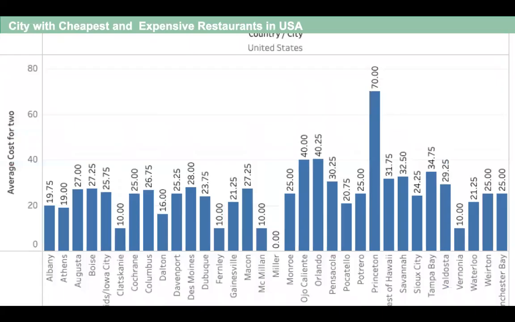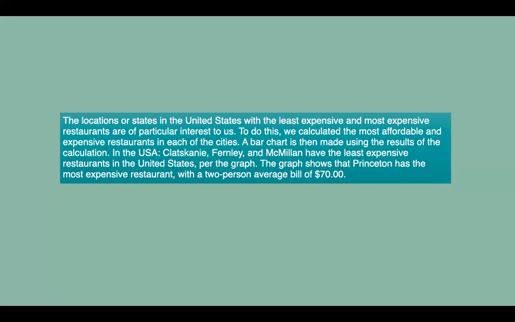Coming to the city with the cheapest and most expensive restaurants in the USA, this shows the states and cities, for example, and the average cost for two people at a particular restaurant. You can see here, this graph shows the city with the cheapest and most expensive restaurants in the USA. In the location of the United States, the least expensive and most expensive restaurants are of particular interest to us. To do this, we calculate the most affordable and expensive restaurants in each of the cities.